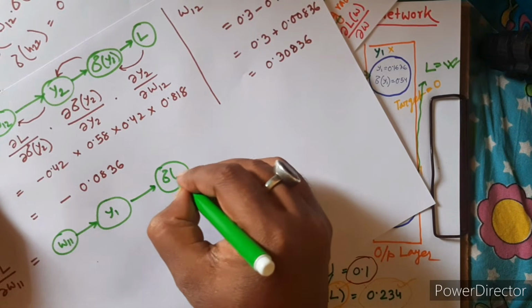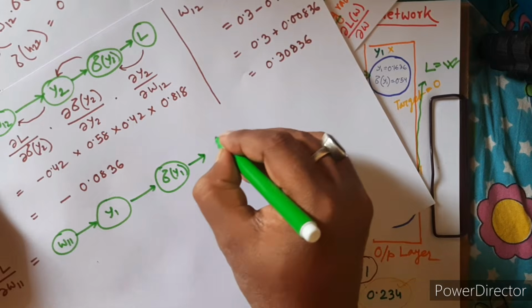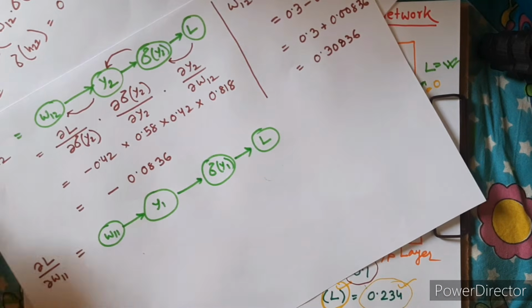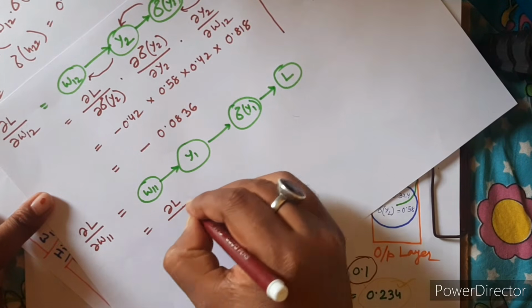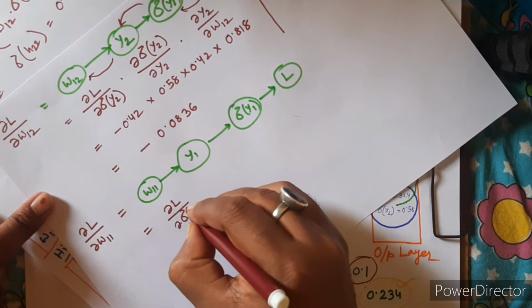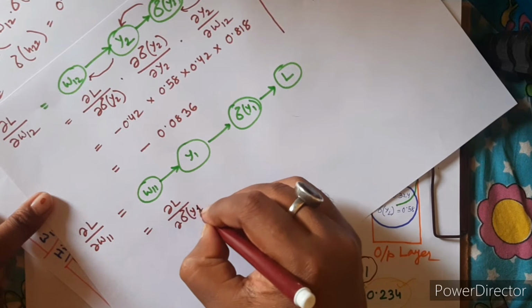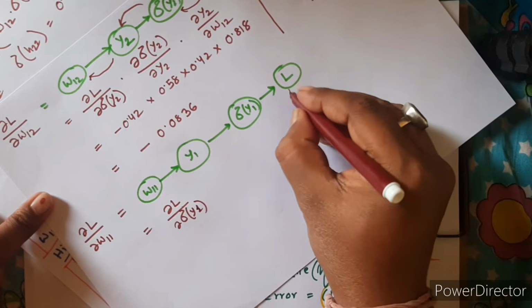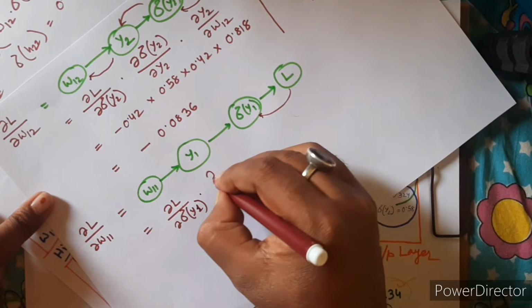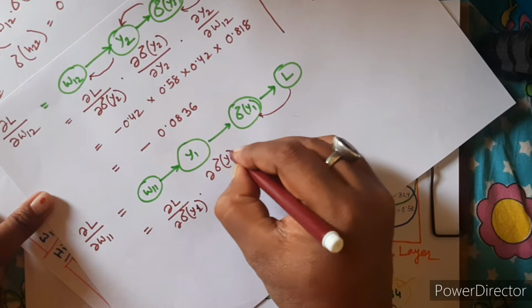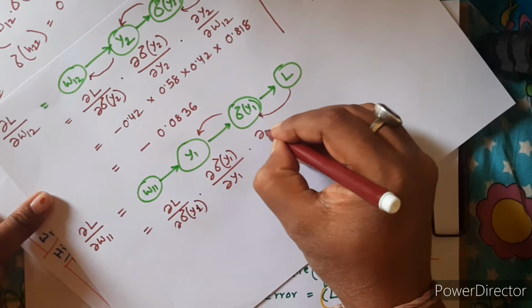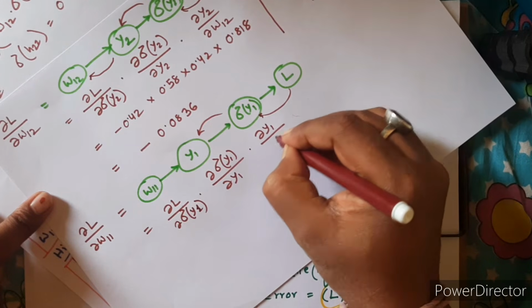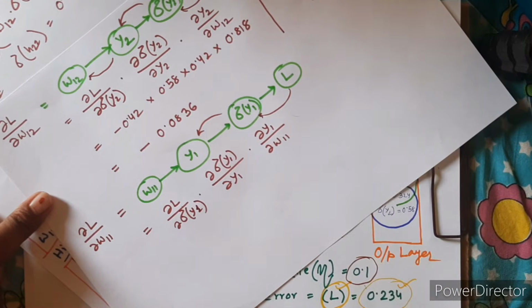Now sigma of Y1 to L. Okay. So applying the chain rule, what we will have is delta L by delta sigma Y1, coming from there, into delta sigma Y1 by delta Y1, into delta Y1 by delta W11.